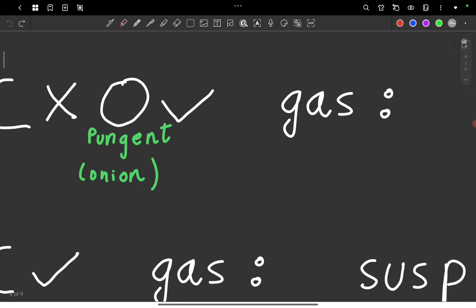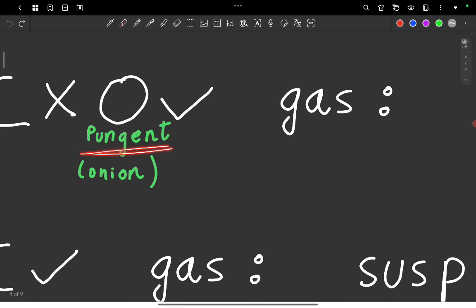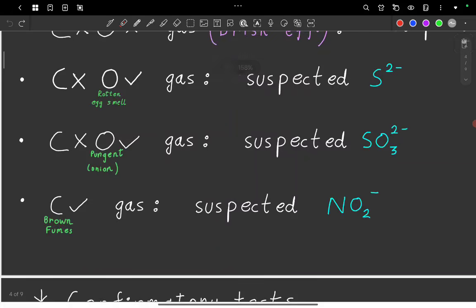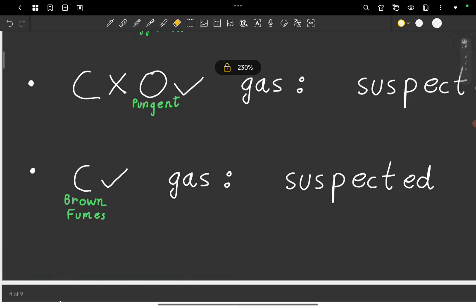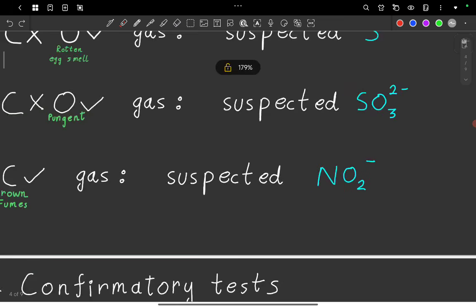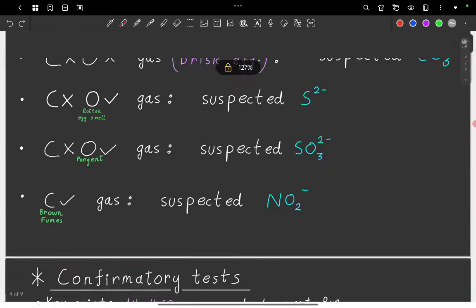So salt analysis is basically an identification of keywords. Pungent as a keyword would mean that there is SO2 gas, and then you have to start suspecting the sulfite ion is present, which is SO3 2-. And the onion is something that I have added only for you to understand what kind of smell pungent means. And if the gas has brown color, that simply means that it is nitrite ion which is suspected.